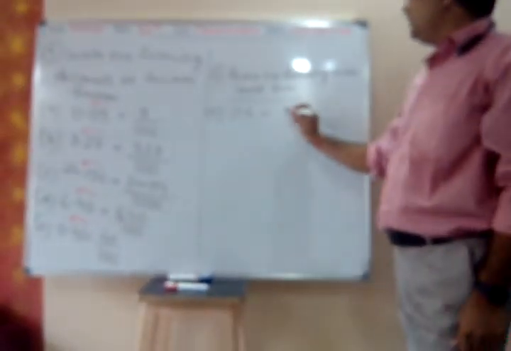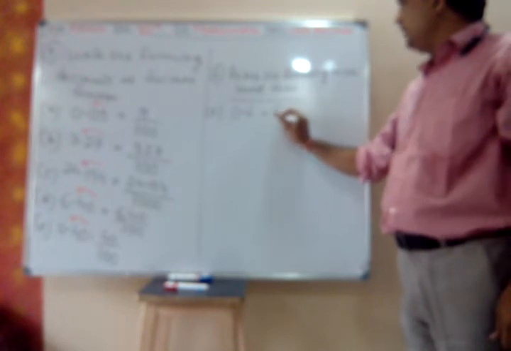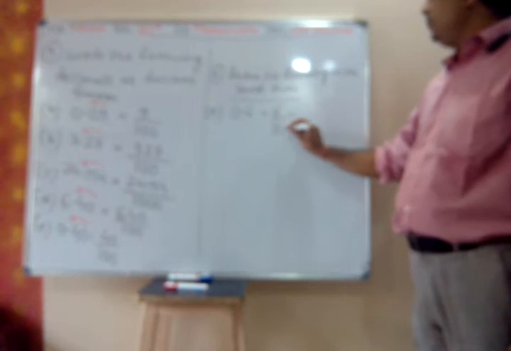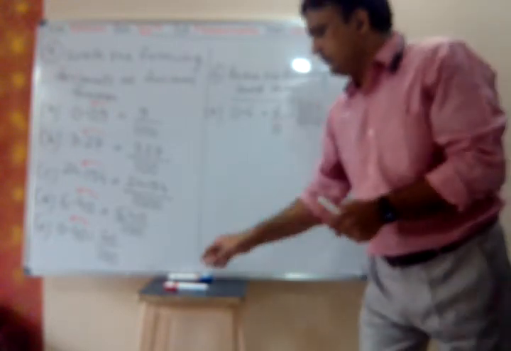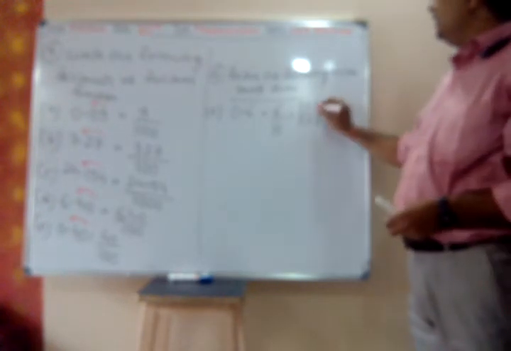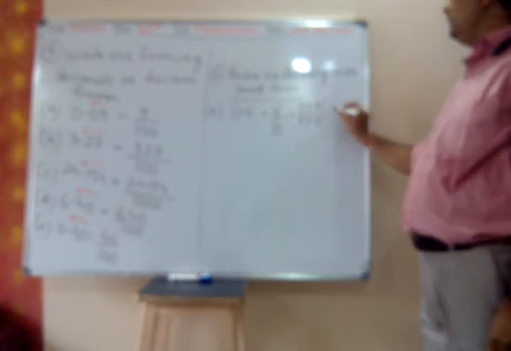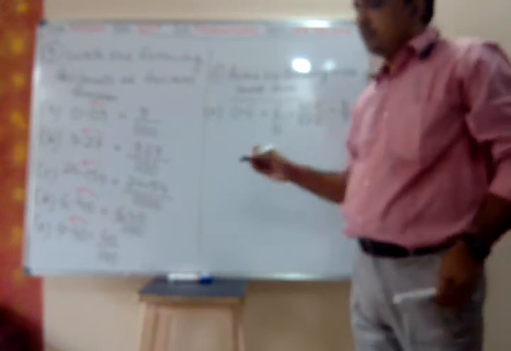So 0.6, I will write 6 upon 10. Then I have to cancel the common term. 6 I can write as 3 2s are 6, and 10 as 5 2s are 10. Then we cancel the common term from numerator and denominator. This 2 gets cancelled. What is left? 3 upon 5. The lowest term is 3 upon 5.